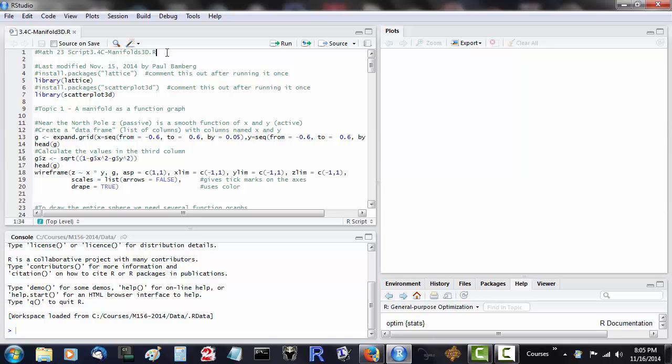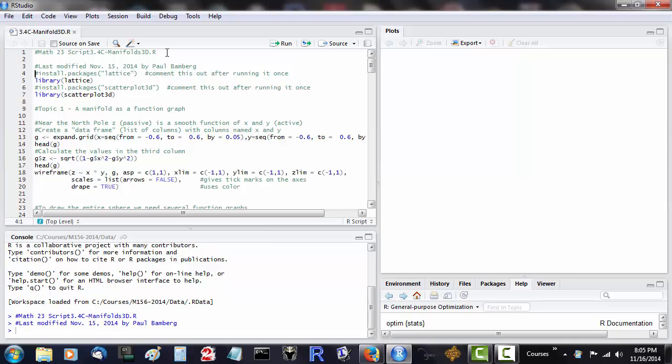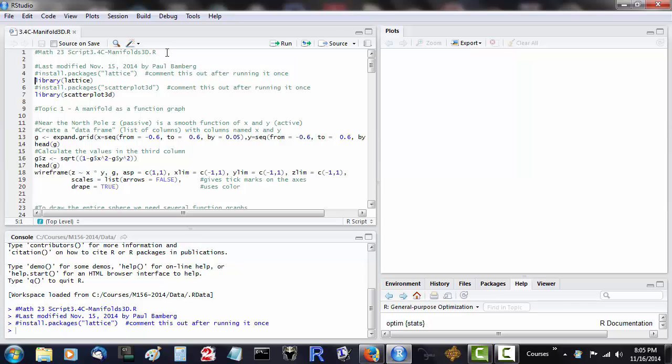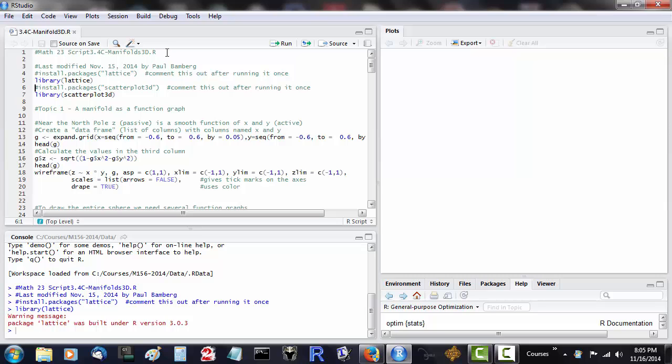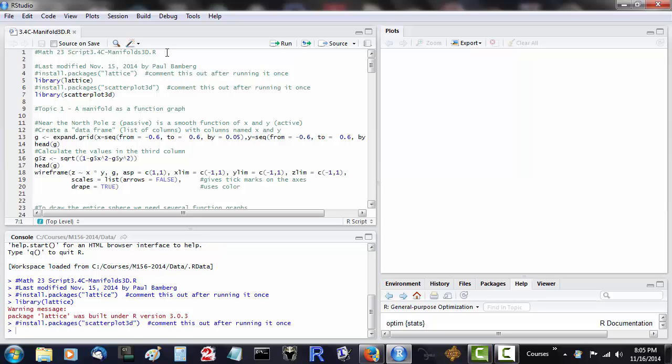We're going to need two libraries. You will have to install lattice for wireframe and cloud. Once you've installed it, you have to run it every time. And there's something called scatterplot3d, meant as a statistical function, but we can use it to draw graphs.